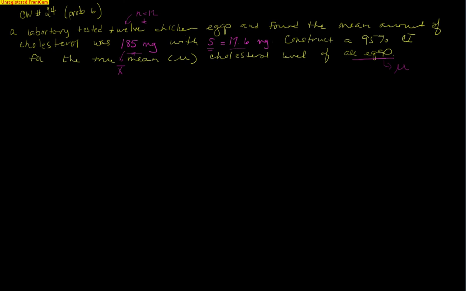All right, so let's jump back to our question and let's do step one. Step one was state the n, the sample mean, and the standard deviation. So we have an n of 12. We have a sample mean of 185 milligrams of cholesterol, and we are given the standard deviation of the sample of 17.6 milligrams. And because it's an s and not a sigma, we are going to have to use the t-distribution. All right, so let's take a look at the second step.